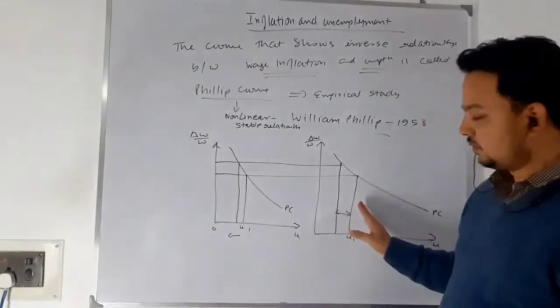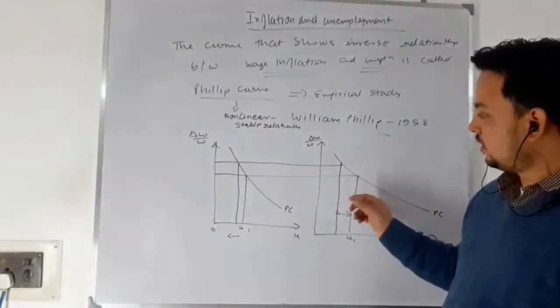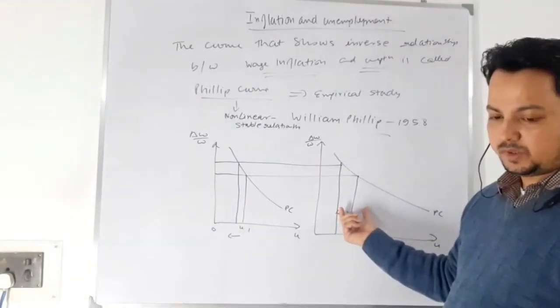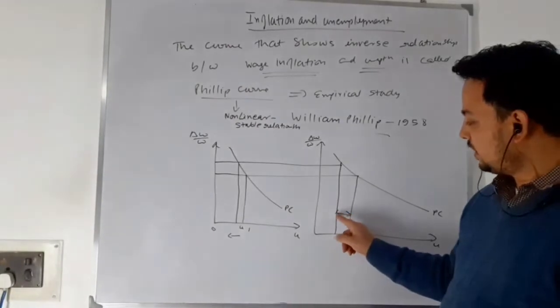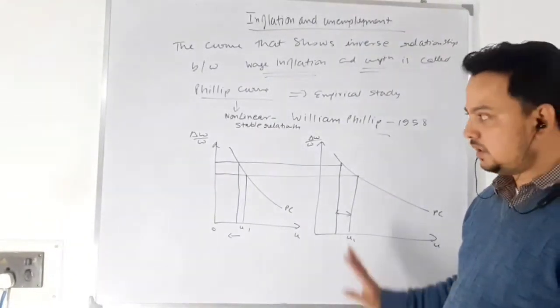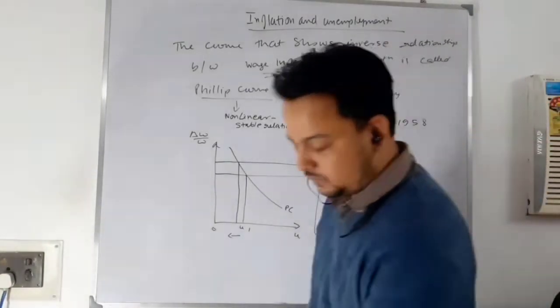Here, in the short term, the government can take policy. For meeting inflation, they can have more reduction in unemployment. Unemployment will reduce by this much. Reduction will be this side. So this is the policy implication we have.